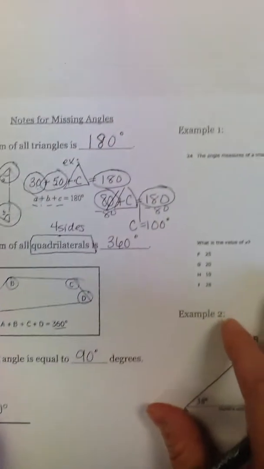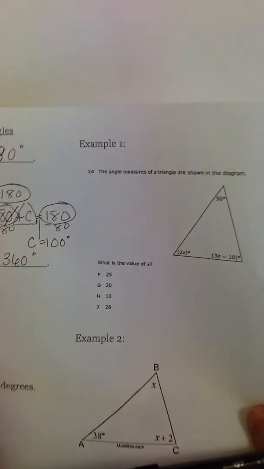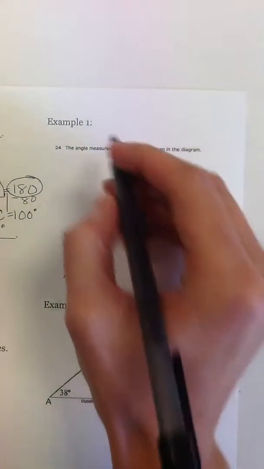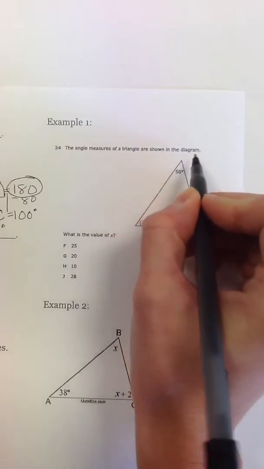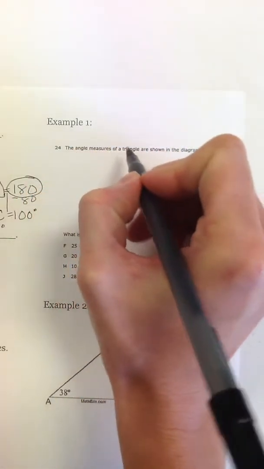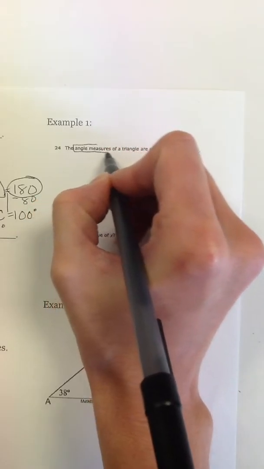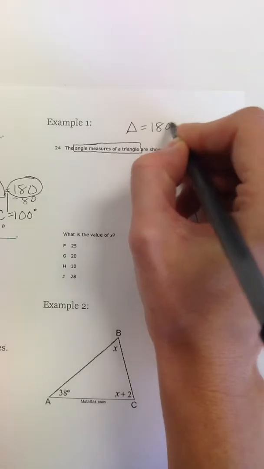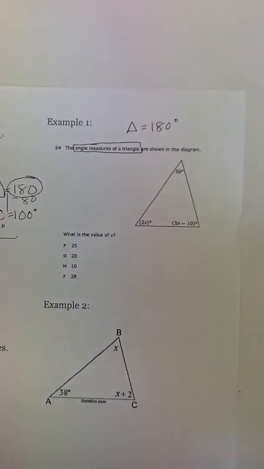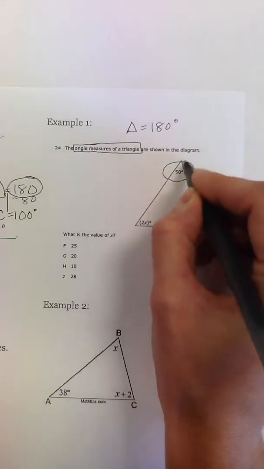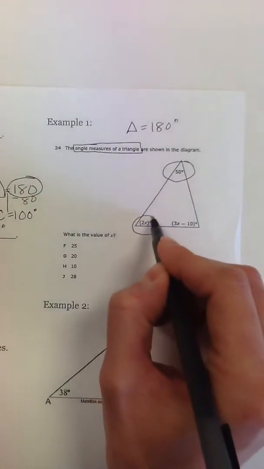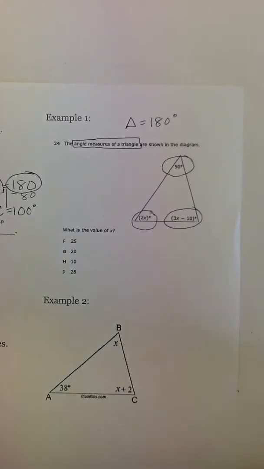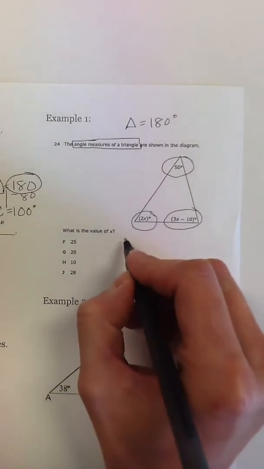Okay, scooch on over to these examples. So example 1, and these are from STAR Test, guys. So the angle measures of a triangle are shown in the diagram. So we just talked about how the angle measures of a triangle add up to be 180 degrees. So our 3 angles, we've got 50 degrees, 2x, and 3x minus 10. So go ahead and write that equation.